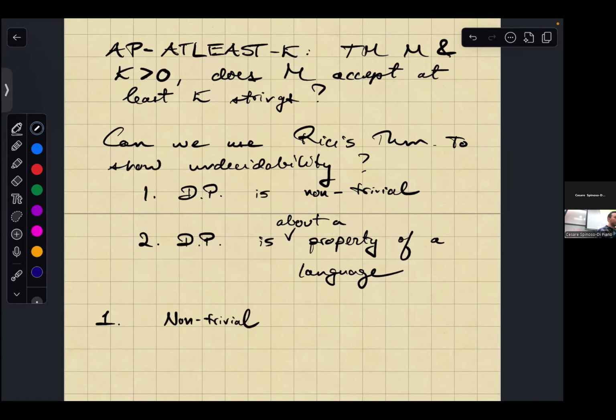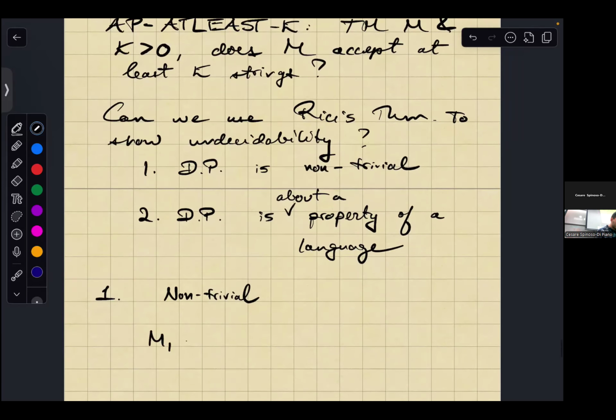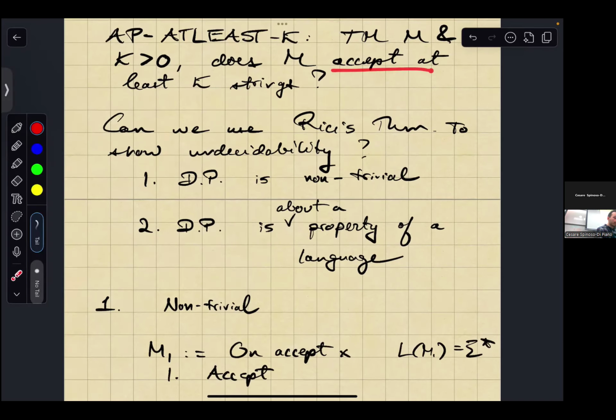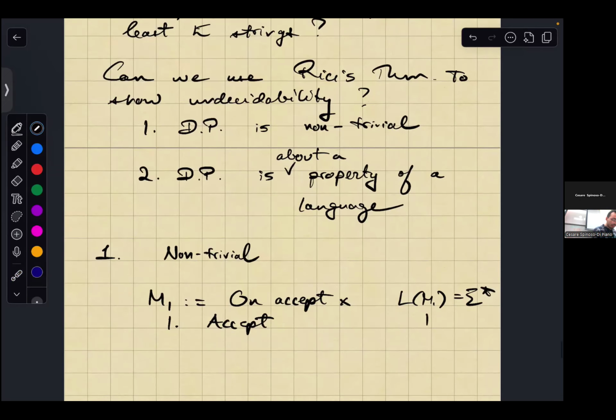Why is it non-trivial? Because I can design 2 Turing machines. This first one is going to be a yes instance, because it's going to accept everything. So L of M1 is sigma star. Of course, it's a yes instance because it accepts at least K strings. It accepts all strings. So this means that M1 is a yes instance. When I just write Y, I mean it's a yes instance.